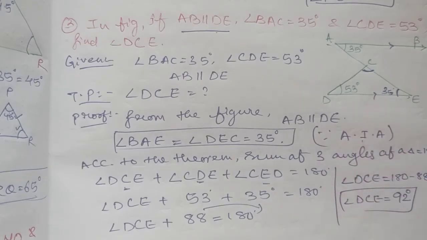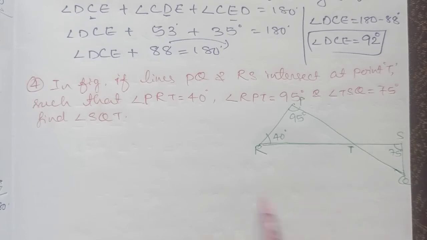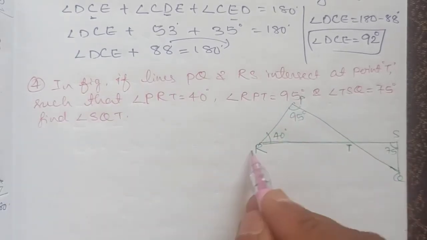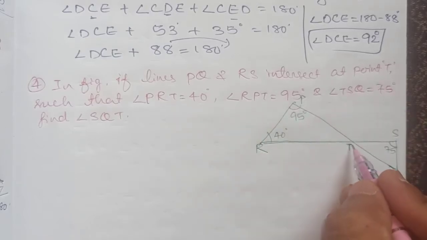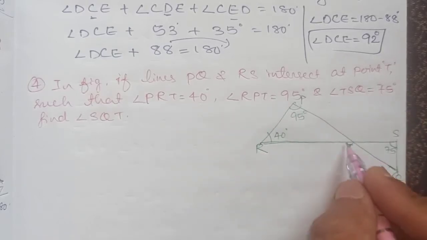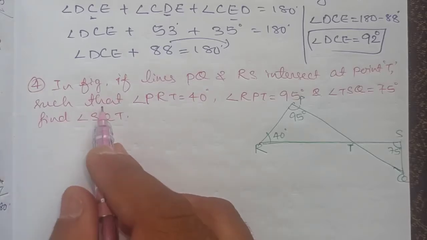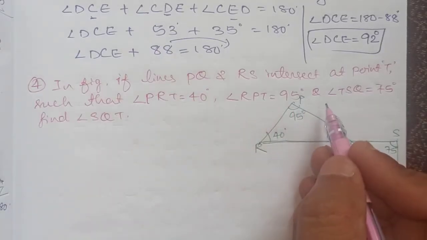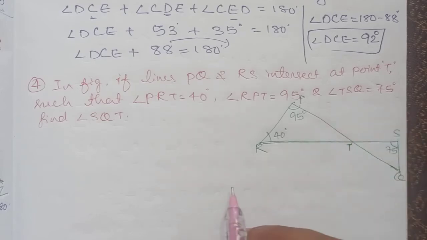Okay, next question. Now question number 4. In question number 4 it is given in the figure, lines PQ and RS intersect at point T, that means they are cutting each other at point T, such that angle PRT equals 40 degrees, angle RPT equals 95 degrees, and angle TSQ equals 75 degrees.